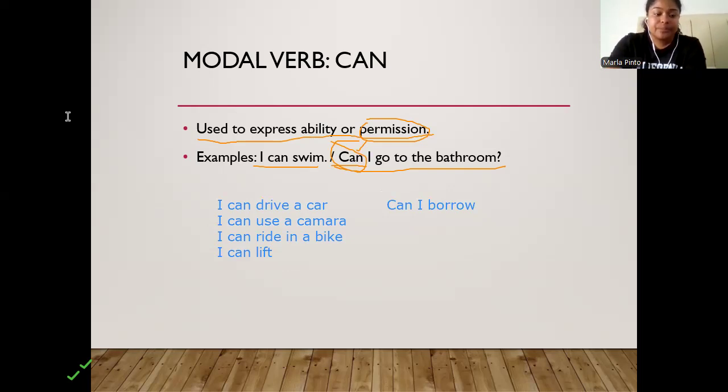For example, when we are using borrow, in Spanish it is tomar prestado, borrow. When you're saying, hey, can I borrow your eraser? Can I borrow your eraser? That is what you are doing in this context. You are asking for permission. What are you using here? Can. This is the modal verb that you are using in this context. Let's go, people, to the next modal verb.